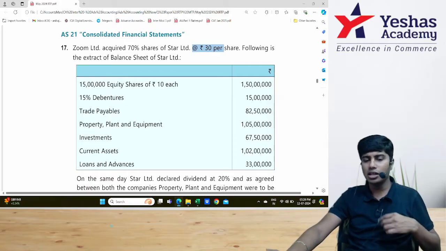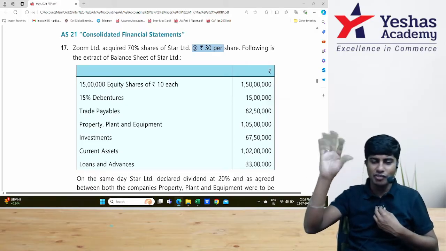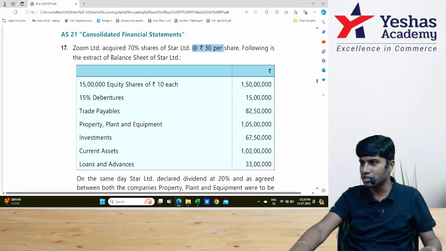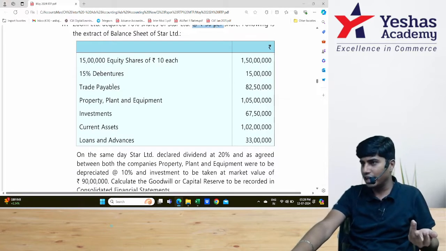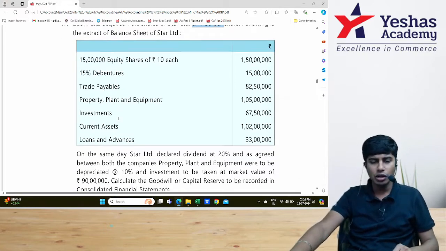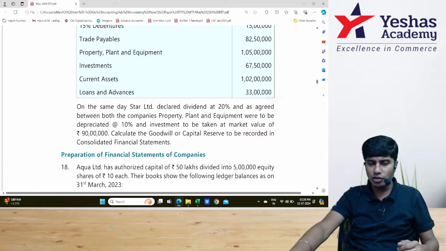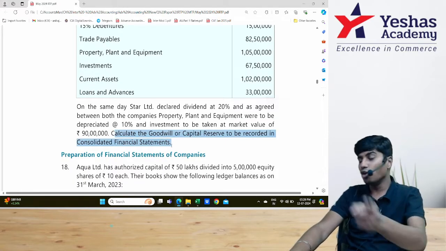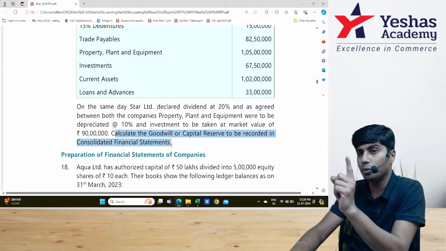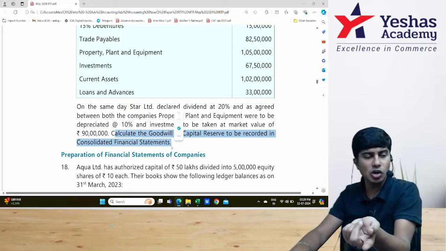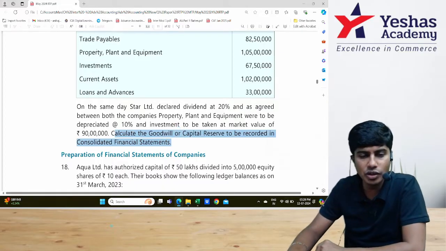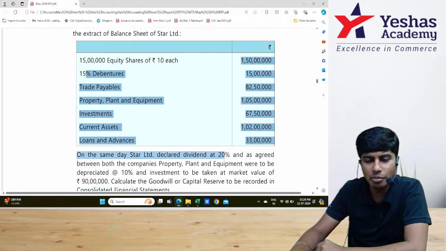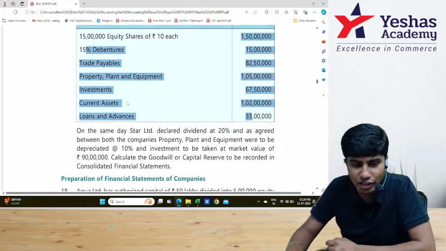They've given trade payables, ignore. Property, plant and equipment, ignore. Investment, ignore. Current assets, ignore. Loans and advances, ignore. It's of no use for us right now in computation of cost of control. Now, see, they've asked us to calculate only goodwill or capital reserve. They've not used the word cost of control. They've told compute goodwill or capital reserve that will arise in cost of control. Okay. So we don't need all of this information, but we would actually need it. I'll tell you why we would need it later.